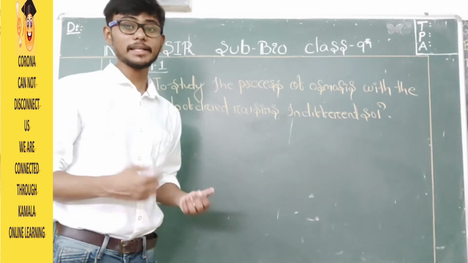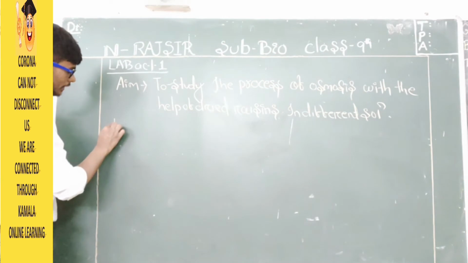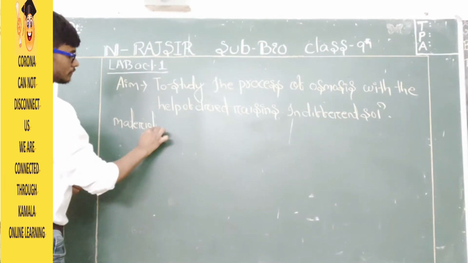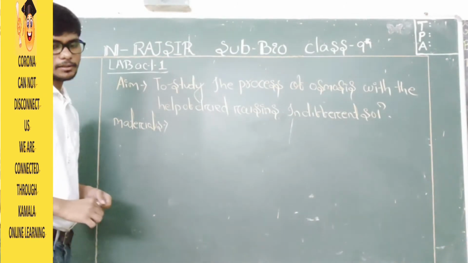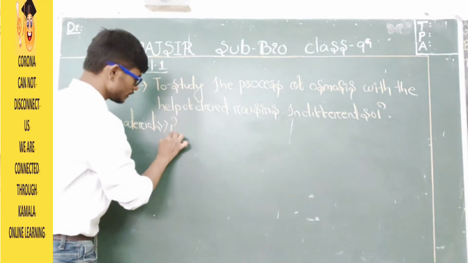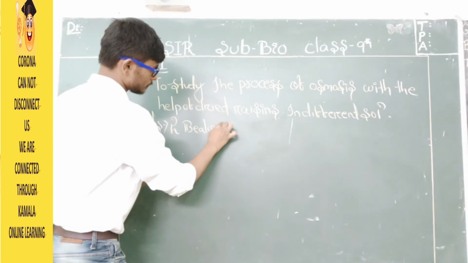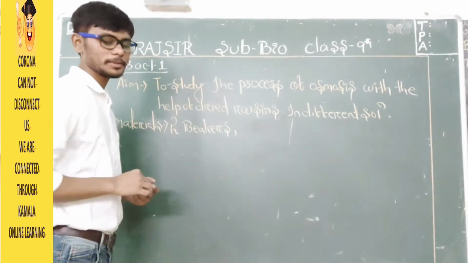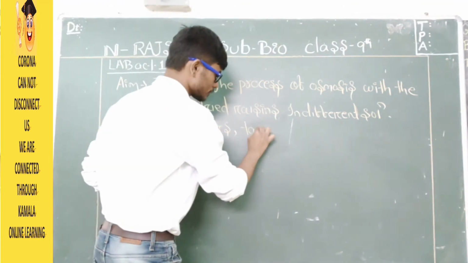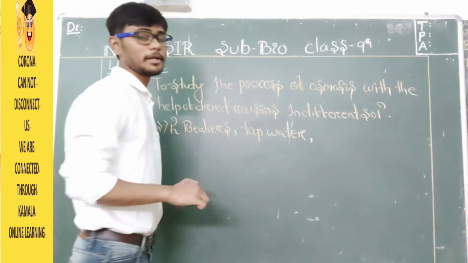Now, what are the materials you require? That is very important. You need to write here: materials. What materials do we need? First material we need is 2 beakers. Then we need tap water, a little bit of tap water.